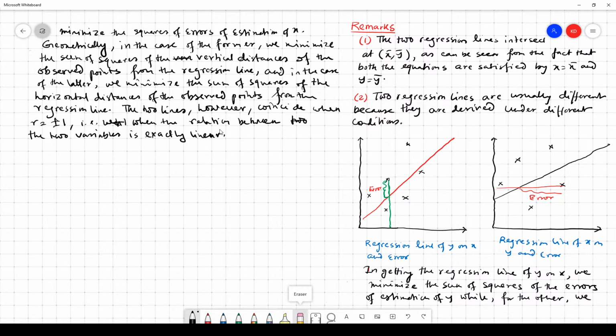Okay, so I want to stop today. Next day we will discuss the properties of the regression coefficient, and if possible we will do some problems based on the regression analysis.